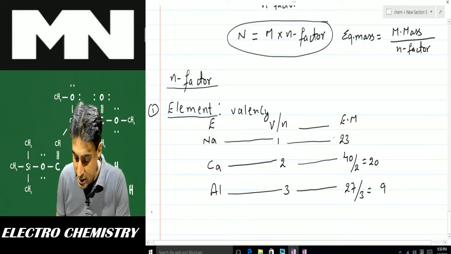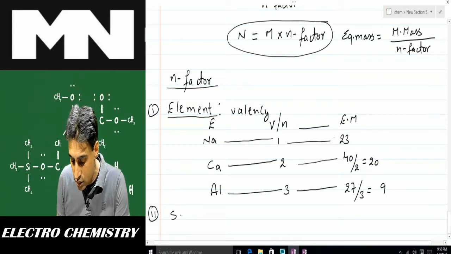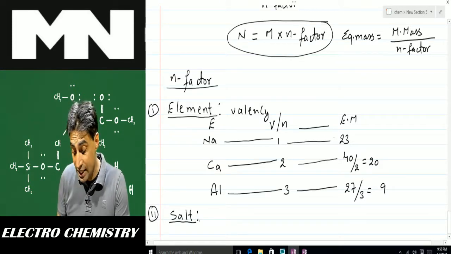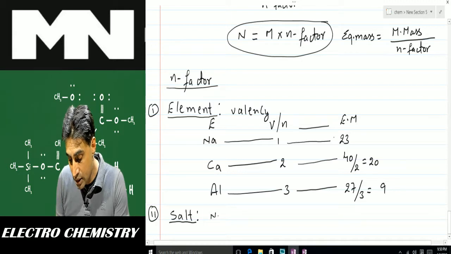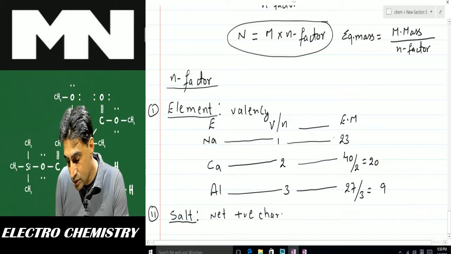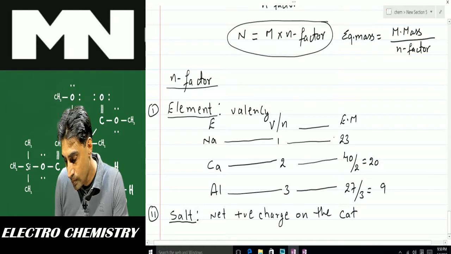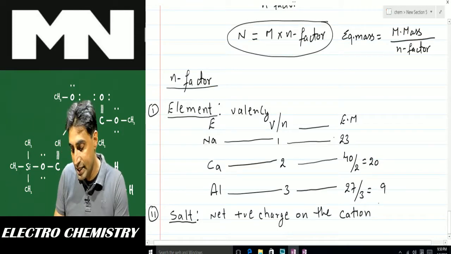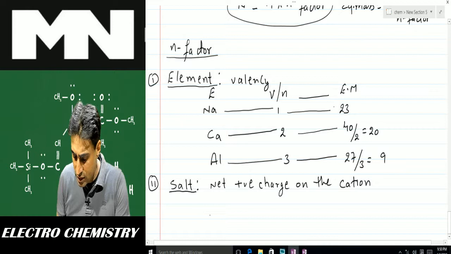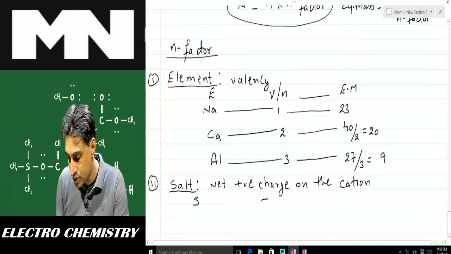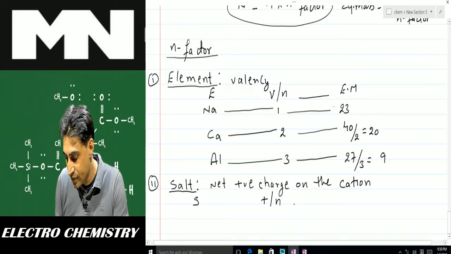After elements, the second thing we have is a salt. Well, a salt is always made up of a cation and an anion. So we can say its n factor is the net positive charge on the cation. Now suppose I've got, again, I'm writing salt. Then we'll have its positive charge. That will become its n factor. And we'll have its equivalent mass.